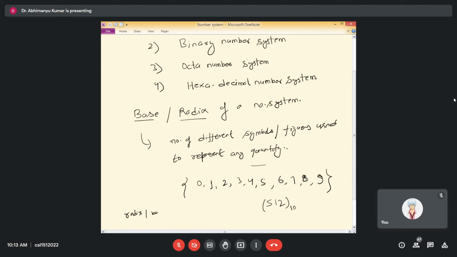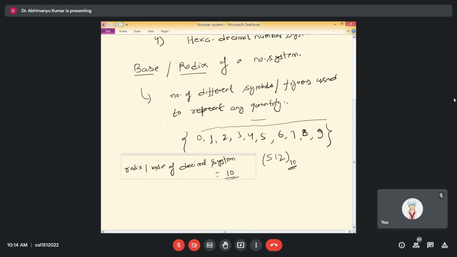Radix or base of decimal system is 10. Why 10? Because we have 10 different symbols to represent any quantity, right? So if you represent anything like that, this 5112 is represented in the decimal number system, right?